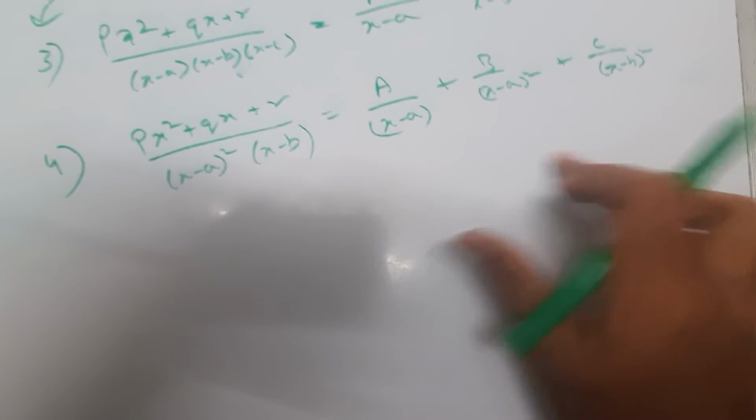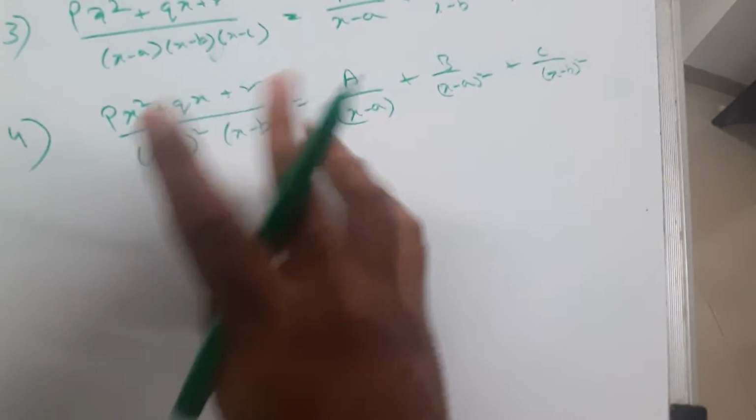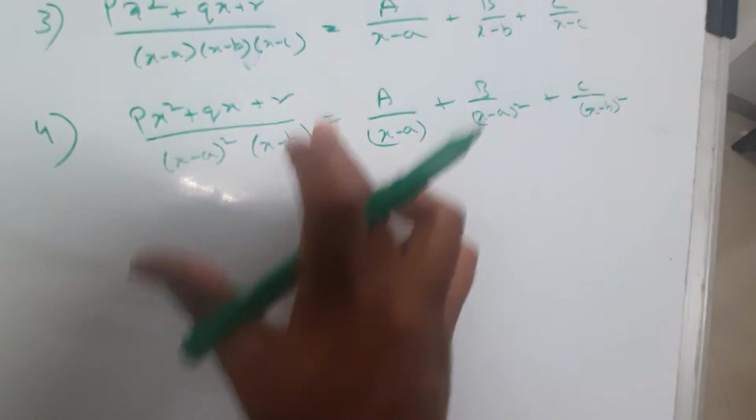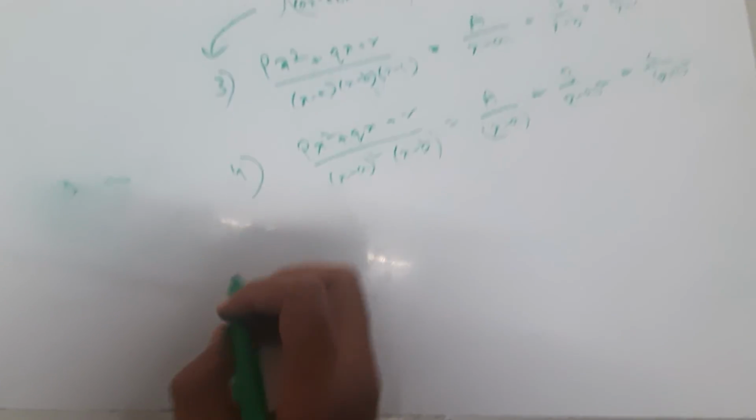So in type 4, this is a combination of type 1 and type 2. To make a partial fraction from this kind of function, this is a way to do it. Now, type 5.